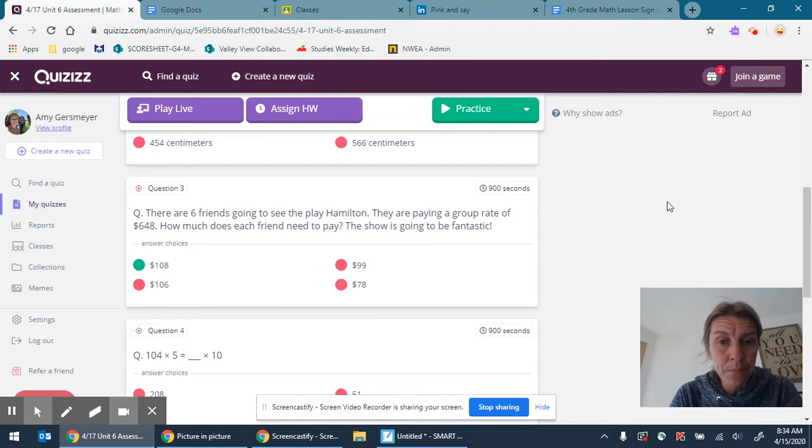But I believe it. They're paying a group rate of $648. How much does each friend need to pay? I'd pay it. The show is going to be fantastic. Okay, so how much was each ticket? $648. I have to divide that by 6 friends, and that will tell me how much each ticket was.